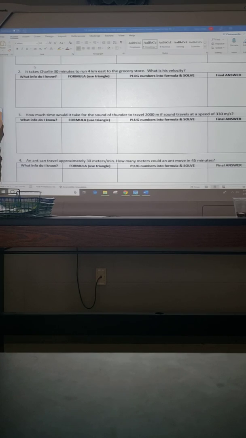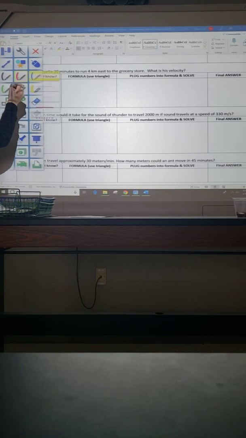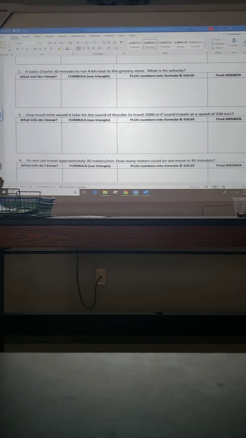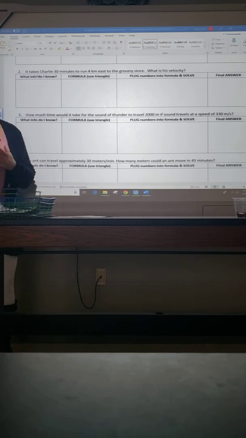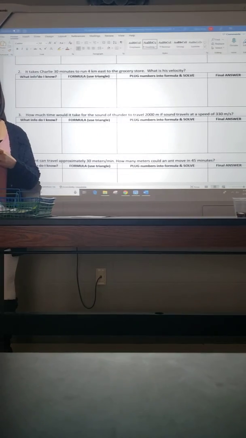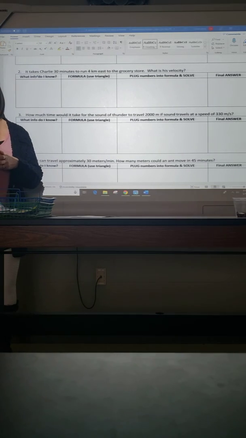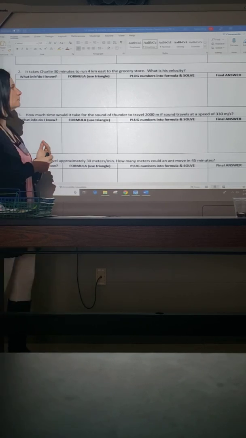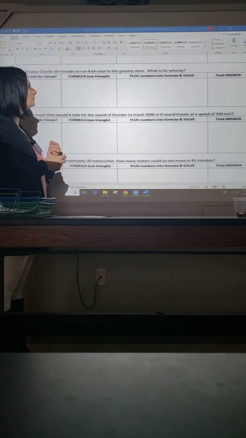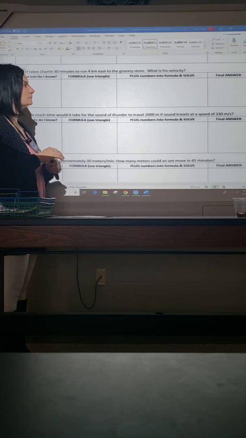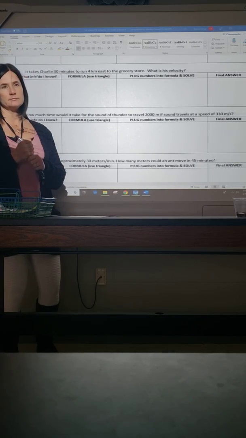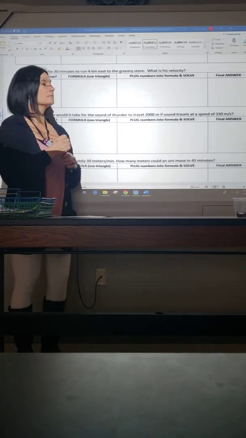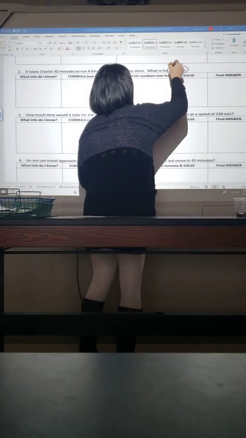All right. Let's look at number 2. It says, it takes Charlie 30 minutes to run 40 kilometers east to the grocery store. What is his velocity? So what are we solving for here, Ethan? What's this question asking for? What his velocity is. Very nice. What is his velocity?